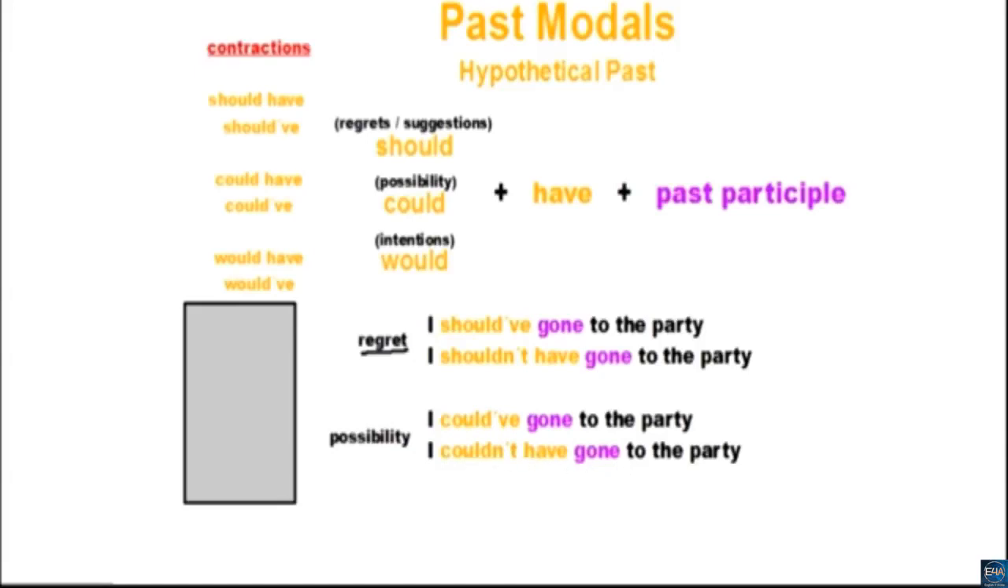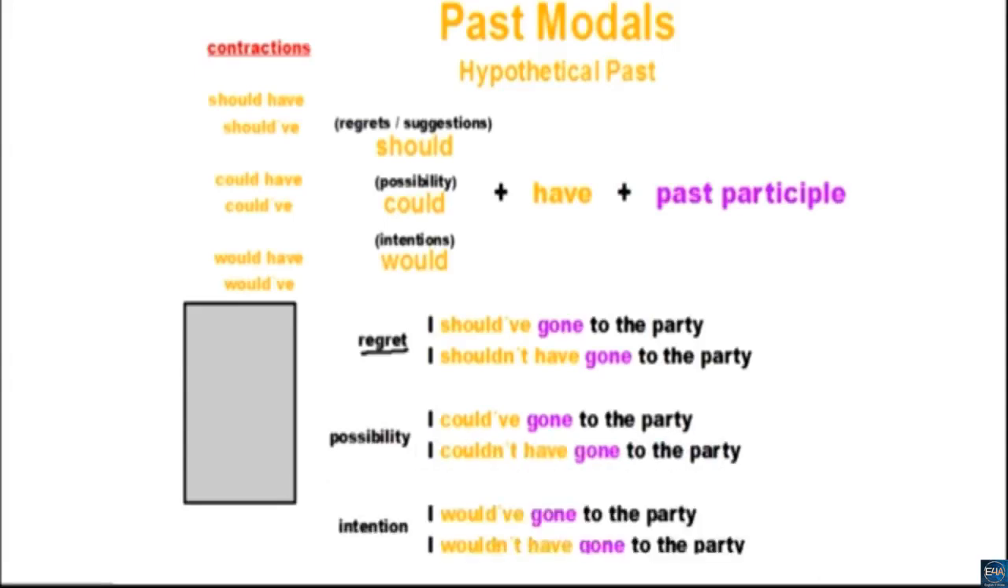So possibility, could and couldn't. Now let's take a look at our last ones, okay? For example, with an intention, okay? So it's a hypothetical idea. I would have gone to the party if something else happened. Or, I wouldn't have gone to the party if something else had happened. So, these are about intentions when I use would, okay?